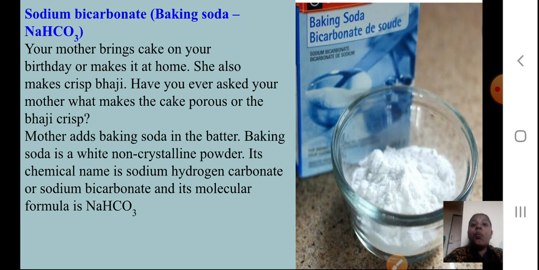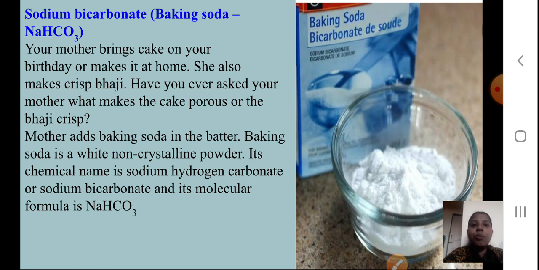Baking soda is a white non-crystalline powder. Which color, student? It is a white non-crystalline powder. Its chemical name is sodium hydrogen carbonate. How can you say? Sodium, hydrogen, H is there, so hydrogen, CO3 means carbonate. Or sodium bicarbonate, and its molecular formula is NaHCO3.